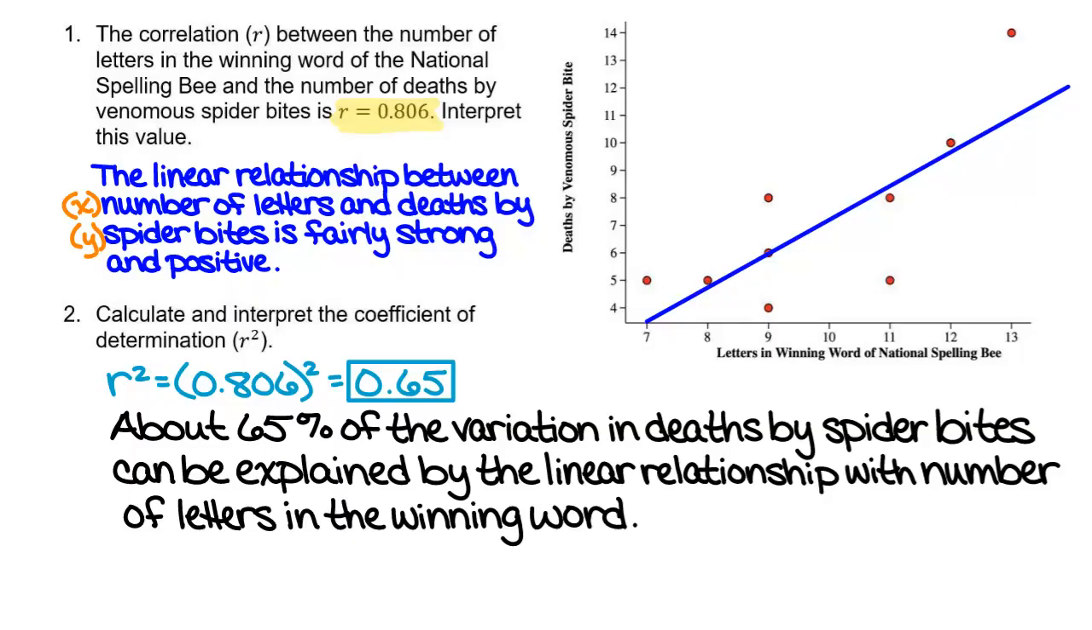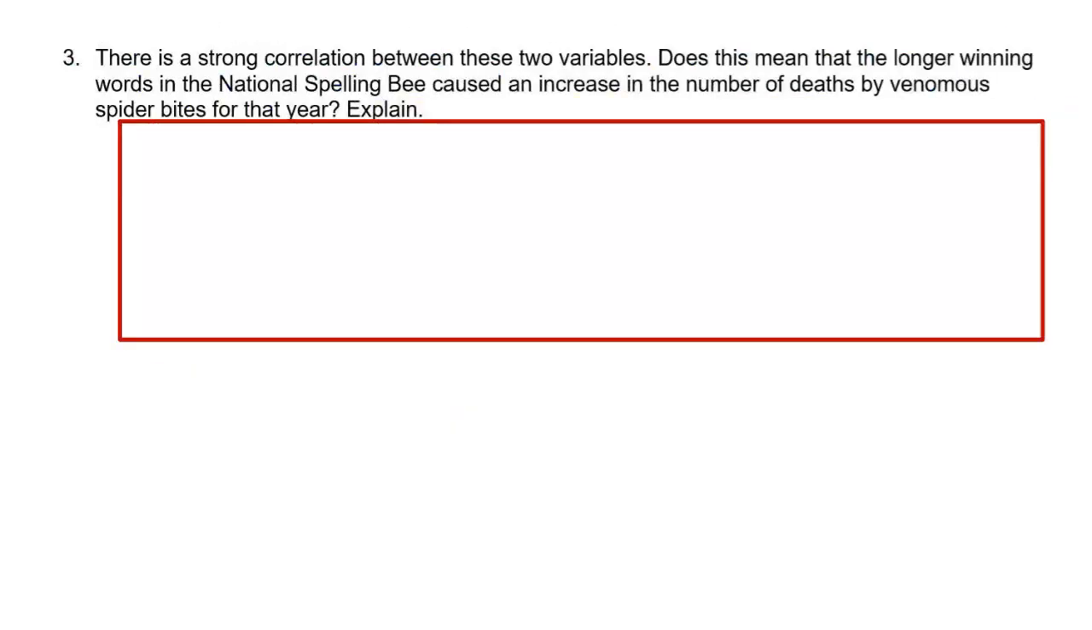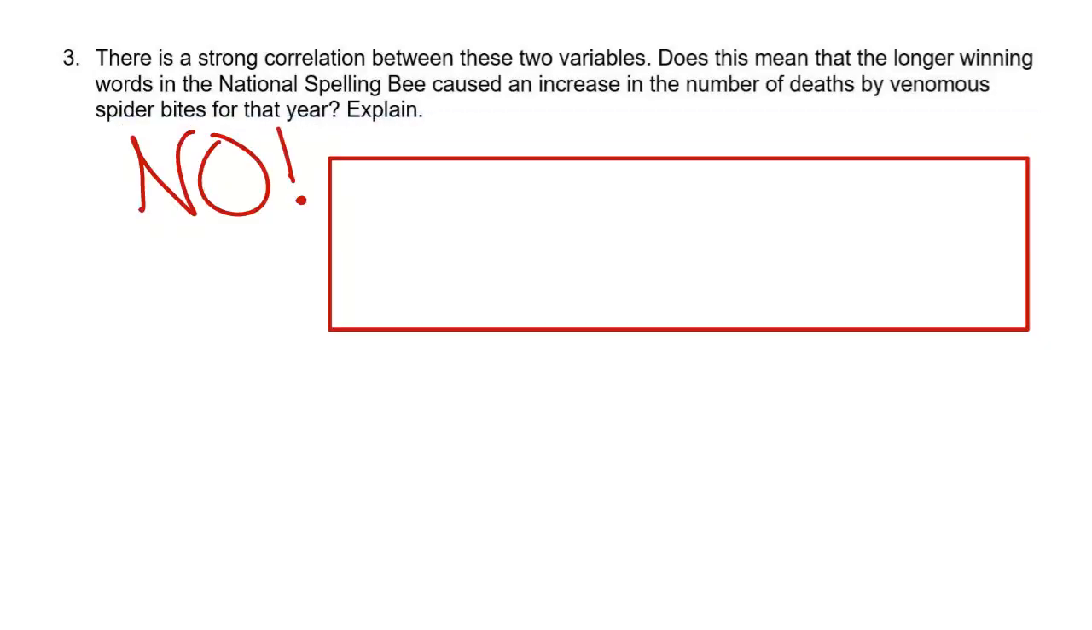But that leads us to our last question now. There's a strong correlation between these two variables. Does that mean that the longer winning words in the National Spelling Bee caused an increase in the number of deaths by venomous spider bites for that year? No. There's correlation but not causation.